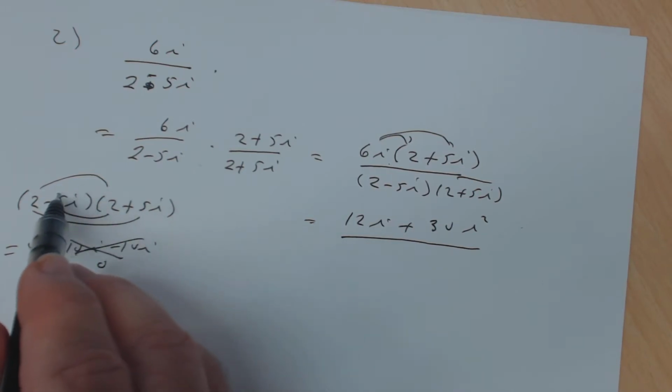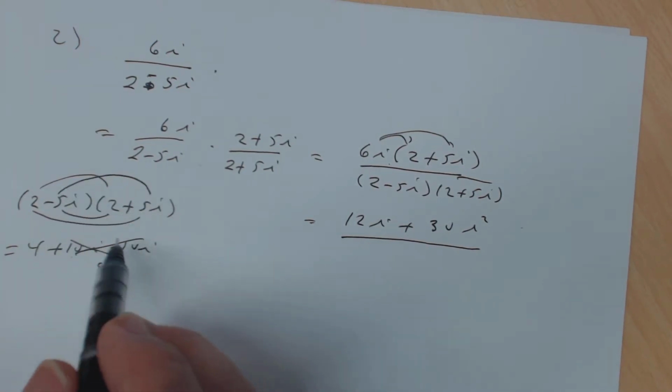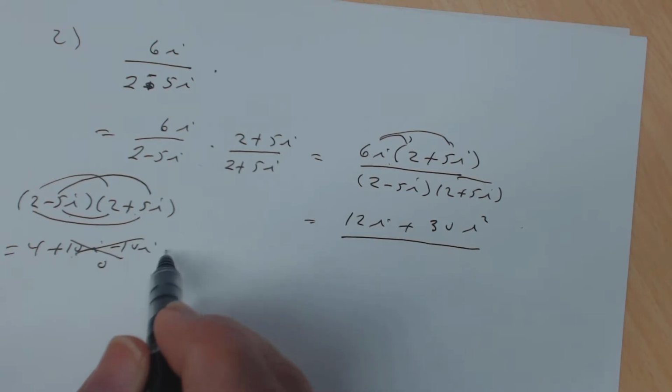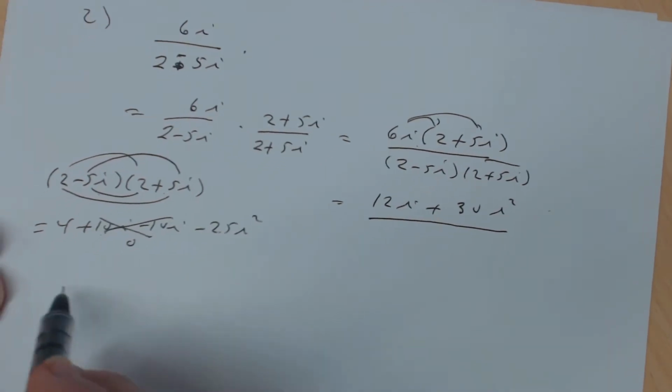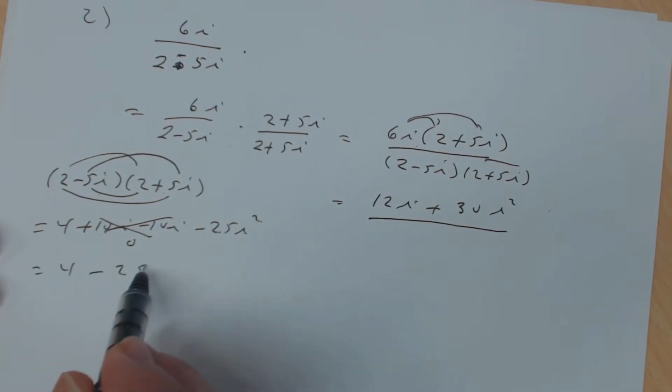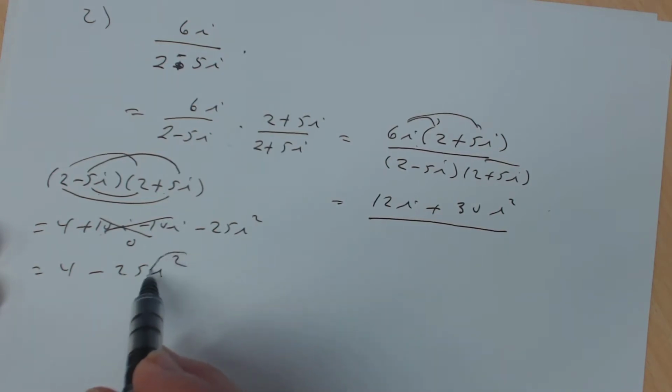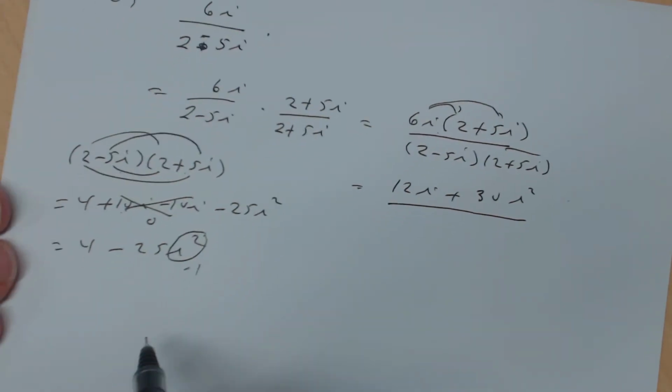And then the last, a negative 5i times a positive 5i. A negative 5 times a positive 5 is a negative 25. i times i is i squared. So I get 4 minus 25i squared. But I know that i squared is a negative 1. So I get 4 minus 25 times a negative 1. And I know that a negative times a negative is a positive, so a negative 25 times a negative 1 is a positive 25, and so I get 29.